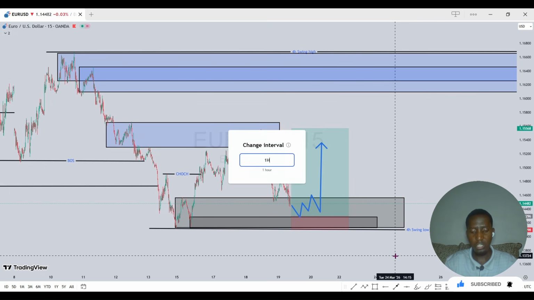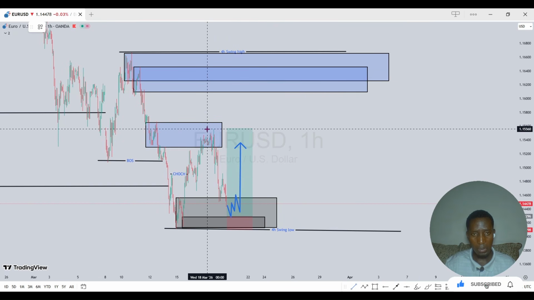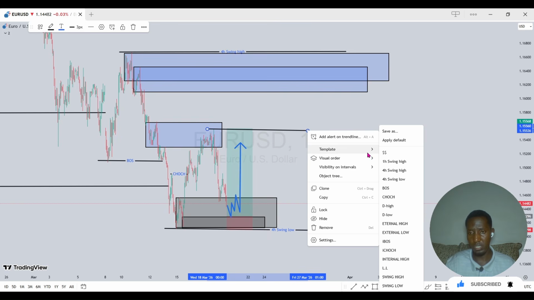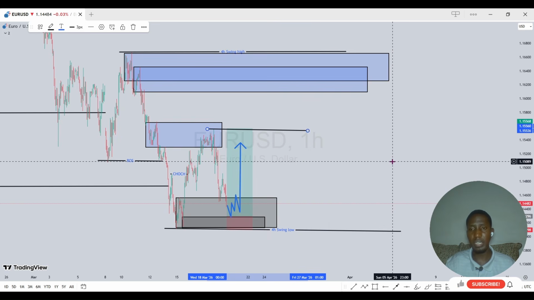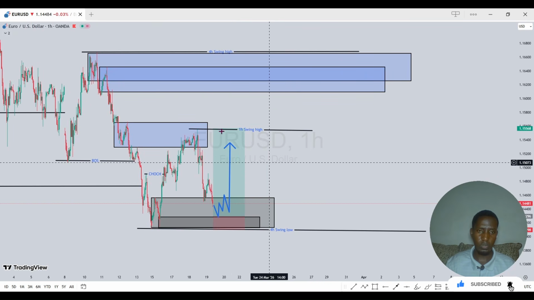Sorry, I forgot to mark something here. So above here, this will be my 1 hour high, as you can see. So let's name it 1 hour swing high. This will be my 1 hour swing high, so I will also target this 1 hour swing high.